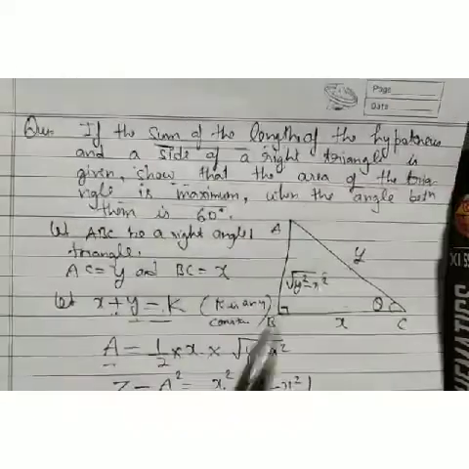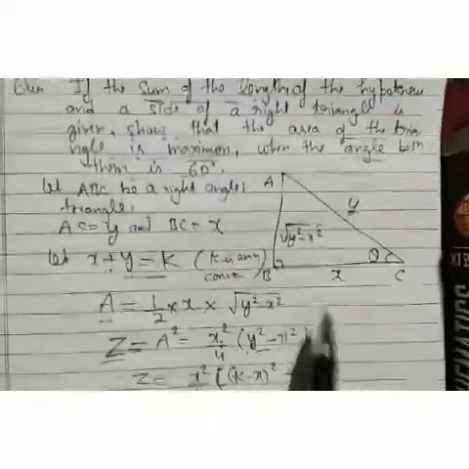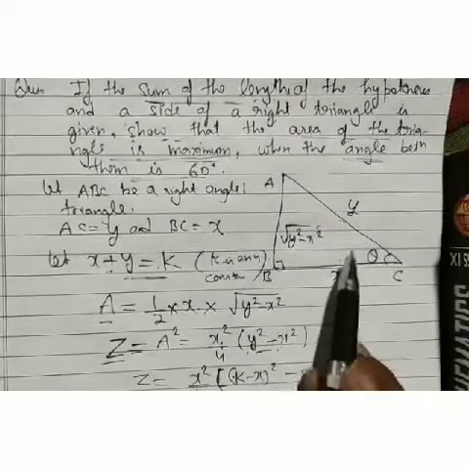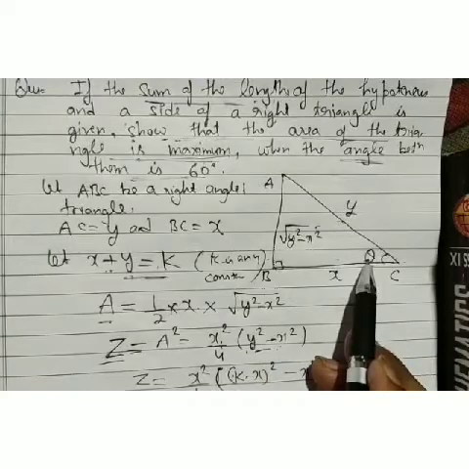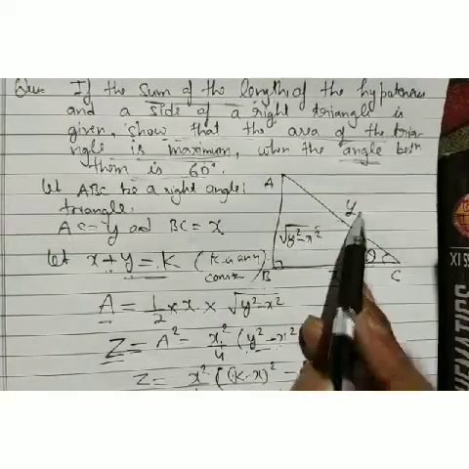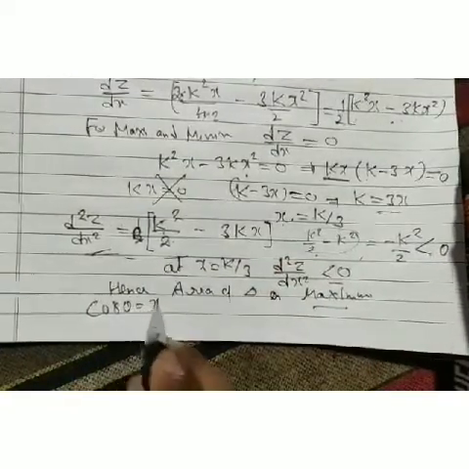But this is not our required part. We have shown that the area of the triangle is maximum, but here we have to find that the angle between them is 60 degrees. How do we get the angle? Look, this is the base, this is the hypotenuse. Then cos theta is x by y.